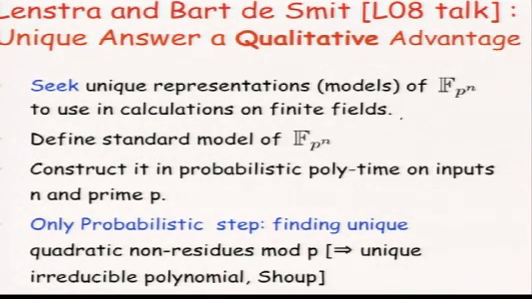But do we know how to find irreducible polynomials in deterministic time? No, we know how to do this probabilistically. What Lenstra and Smith show is how to actually find, using coins, a unique irreducible polynomial that will give them a representation of the field. In fact, the only probabilistic step in their entire algorithm is to find a unique quadratic non-residue mod P, which is something that's very easy to find probabilistically.